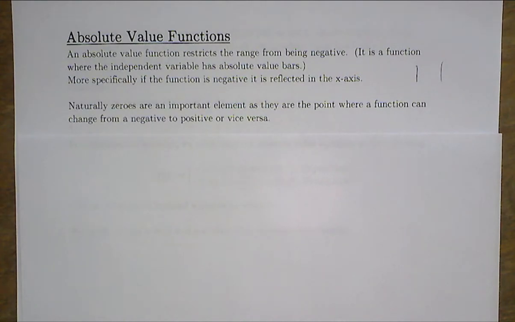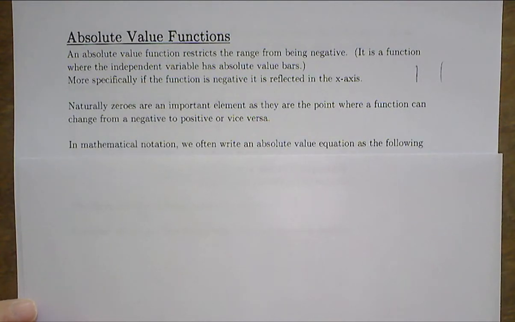Naturally, the zeros are an important element, and we will really get down to the zeros because the zeros are very important because that's where a function can go from positive to negative or negative to positive. Now remember, absolute value restricts a function from being negative.